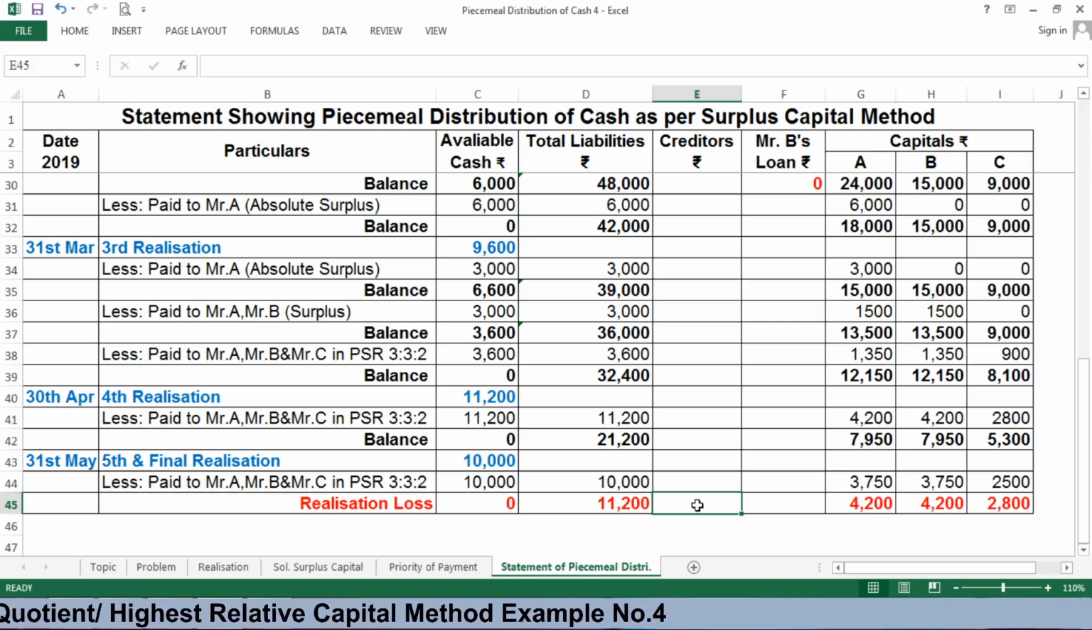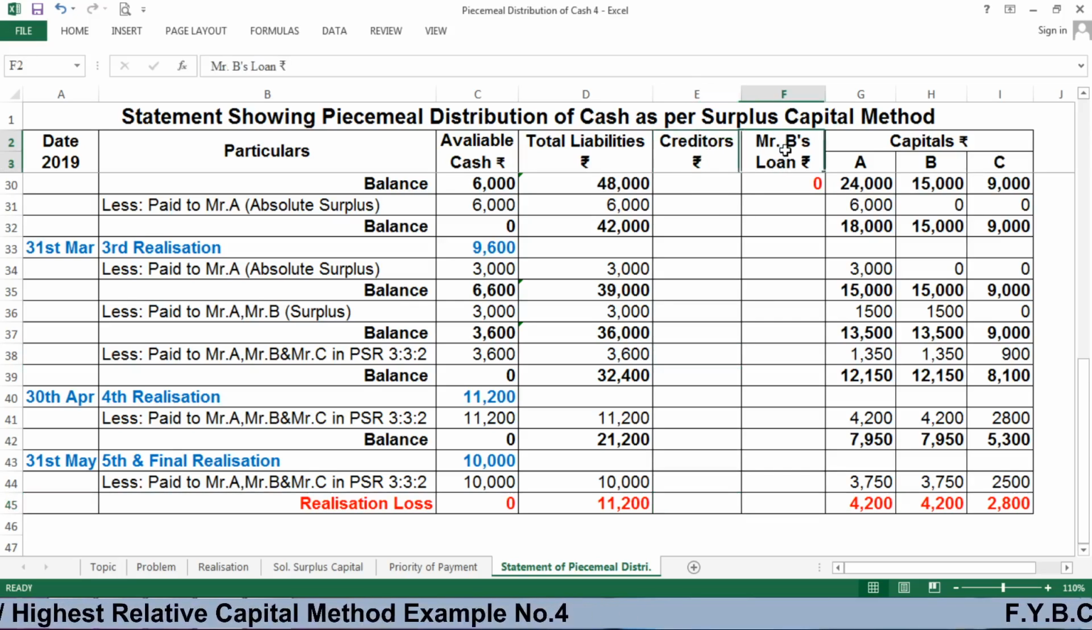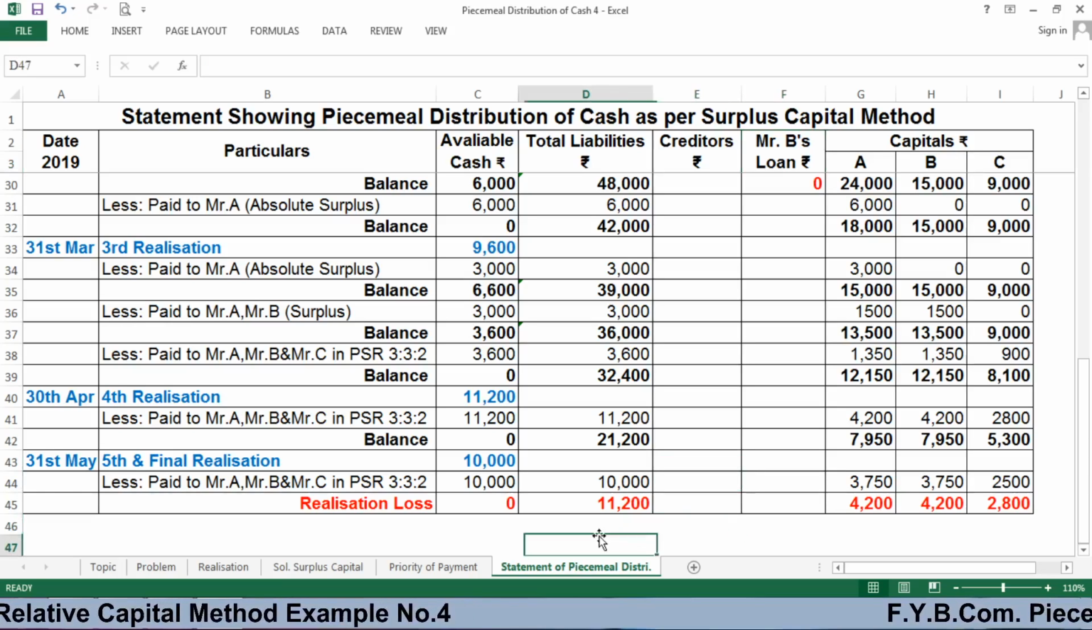Now in the next lecture we will discuss another example having multiple liabilities. Here we have seen just one liability, that is creditors and Mr. B's loan. In the next step we will see another liability. It may be a government due or any other liability, and we will solve that example in a very simple way. So with this I would like to say thank you very much.